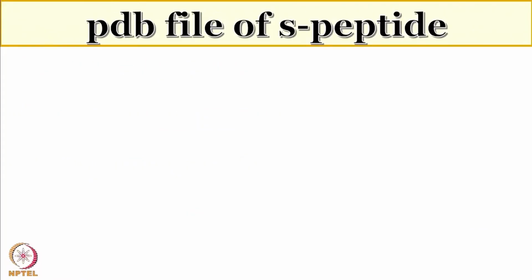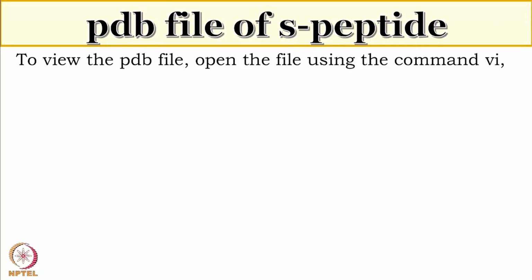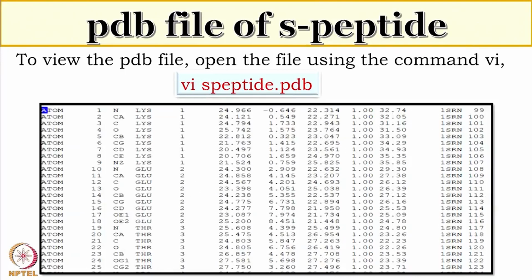For the s-peptide, we first need a PDB file, which is the Protein Data Bank file of the peptide. To view the PDB file, we'll use the command vi. We type vi s-peptide.pdb, and something like this will appear on the screen. Here, in the fourth column, there is LYS, then glutamine, then tryptophan, then different amino acids.